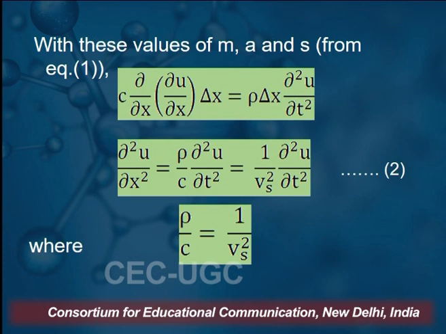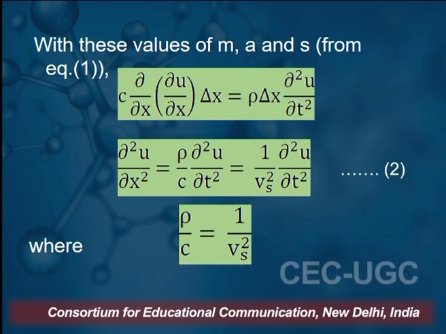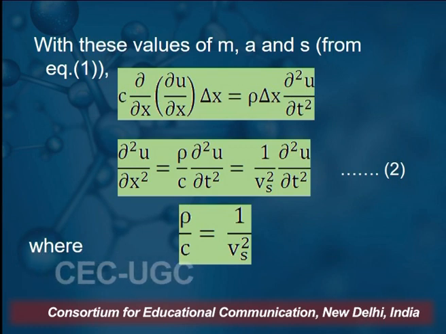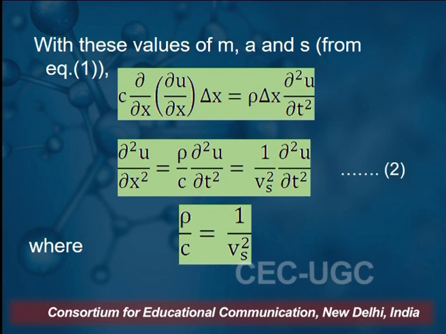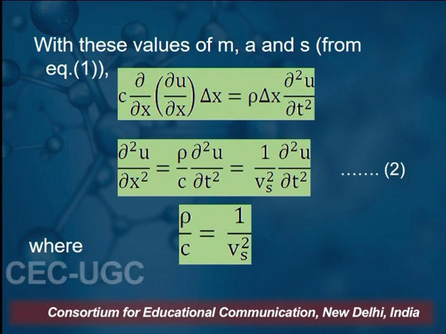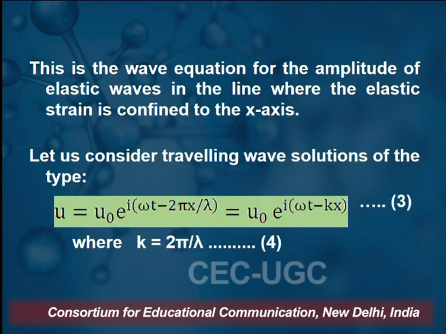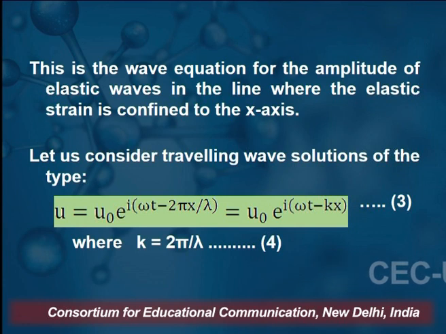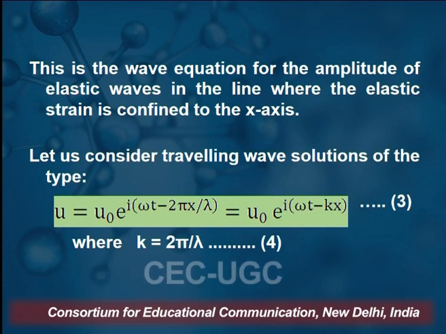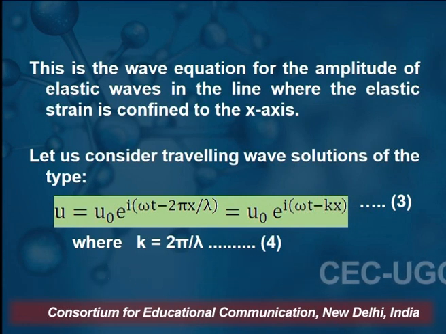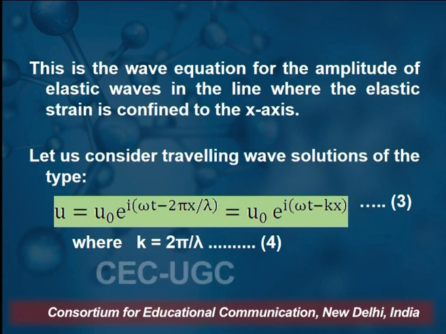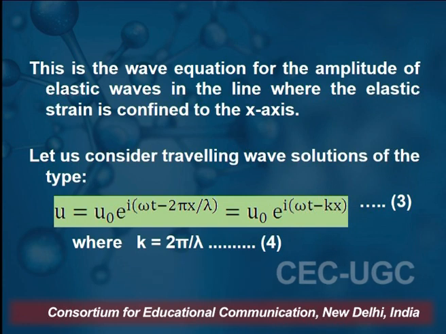This, after rearranging, can be written as del square u by del x square equal to rho by C del square u by del t square, which I can also write as 1 by Vs square del square u by del t square. In this case, rho by C is 1 by Vs square. This is the wave equation for the amplitude of the elastic waves in the line where the elastic strain is confined along the x-axis.